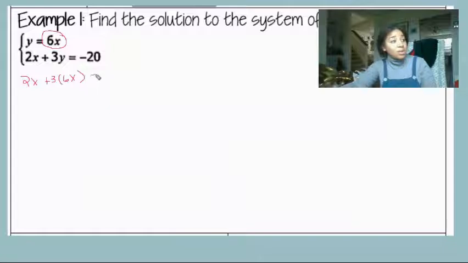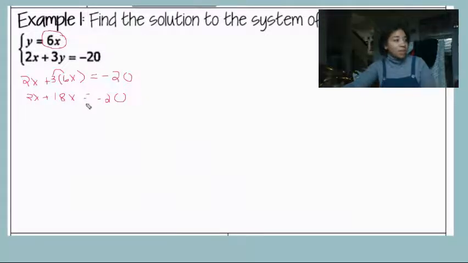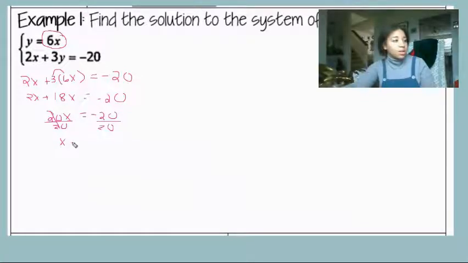6x equals negative 20. Okay, so then I'm going to do distribution first. 3 times 6 is 18, so it's going to be 18x plus 2x equals negative 20. I know my handwriting is atrocious, so just bear with me. All right, 2x plus 18x is going to be 20x equals negative 20. Divide both sides by 20. And then x equals negative 1.